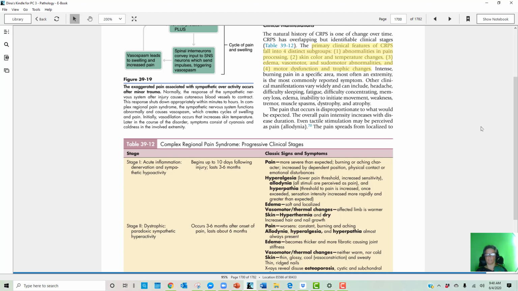Intense, burning pain in a specific area, most often an extremity, is the most commonly reported symptom. Other clinical manifestations vary widely and can include headache, difficulty sleeping, fatigue, difficulty concentrating, memory loss, edema, inability to initiate movement, weakness, tremor, muscle spasms, dystrophy, and atrophy.